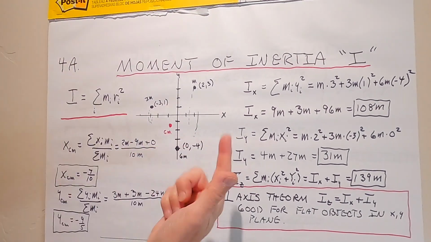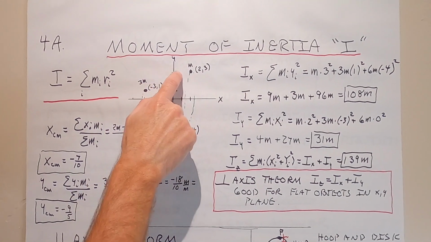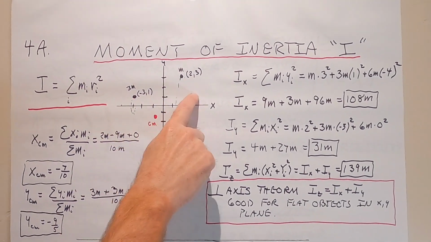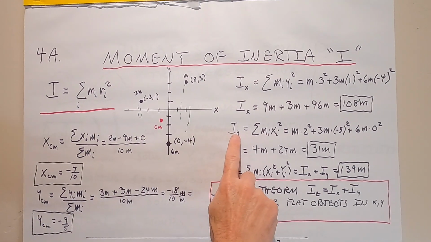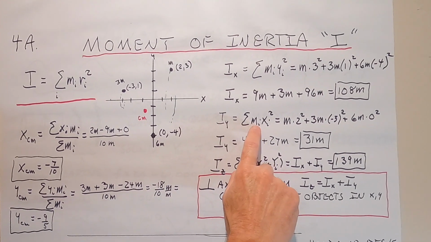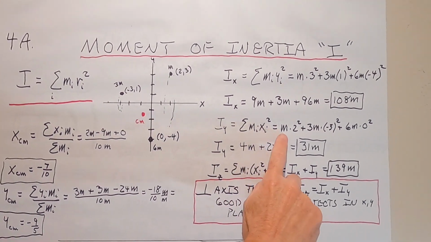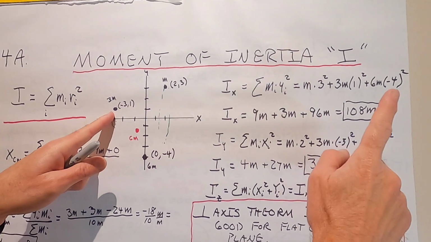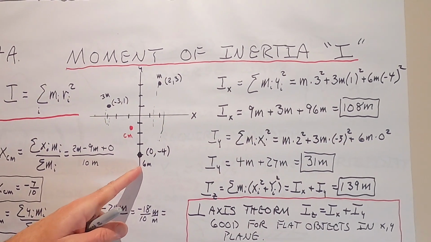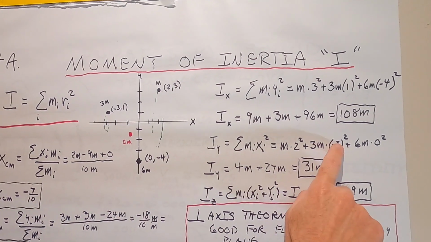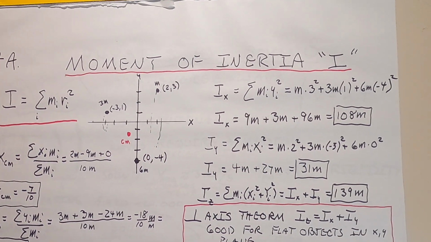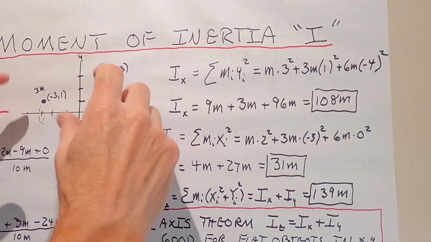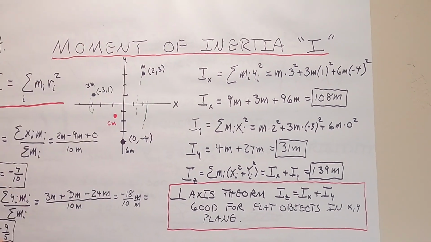Okay. Now suppose we wanted to spin it about the y-axis. We want to go around this way. Well, you notice the radius of this one is just the x value. It's just 2. This one has a radius of 3. The minus doesn't matter because you're squaring it. So I about the y-axis is just the sum of m sub i, x sub i squared. So this one would be m times 2 squared. This would be 3m times minus 3 squared. This would be 6m times 0 squared, which is 4m. That's 27m, 31m. You notice this one would be at least 3 times harder to spin this way than it would be to spin this way.